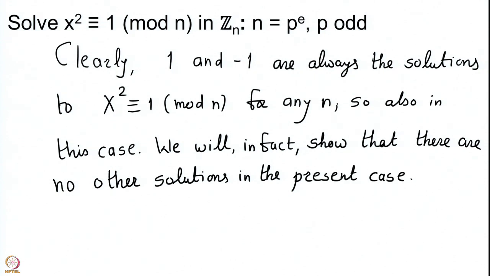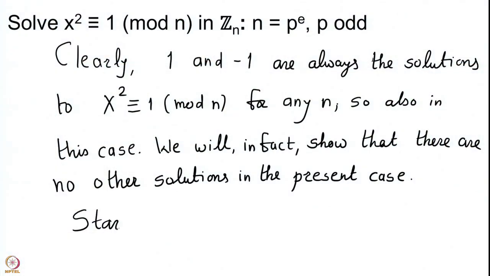So, when p is an odd prime and we are looking at Z modulo nZ where n is a power of this odd prime, then we will show that x square congruent to 1 mod n has only two solutions and those are a equal to 1 and a equal to -1. So, suppose a in natural numbers is a solution, we will then prove that a has to be congruent to 1 mod p or that a has to be congruent to -1 mod p. This is what we will show. So, start with a solution a.